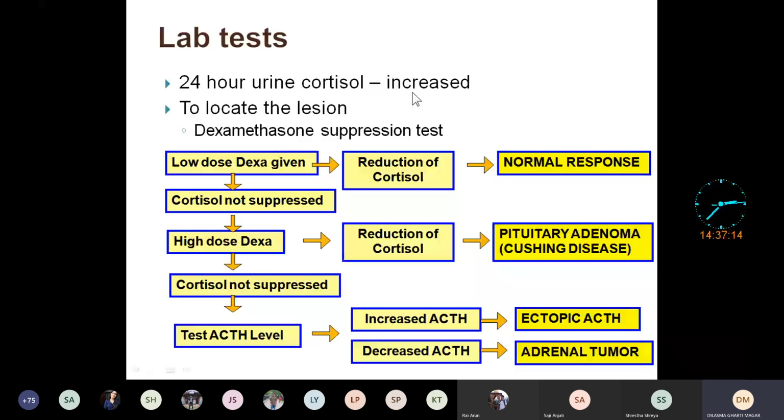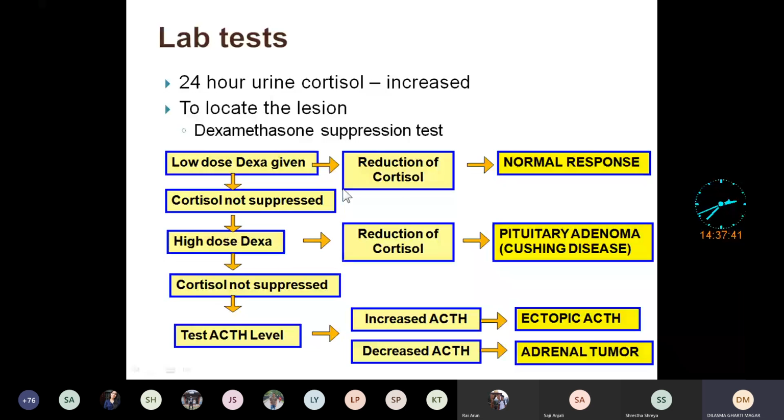Now to locate the lesion: where is the lesion causing the Cushing syndrome? We can locate the lesion, or at least get a little idea of where it is. For that, we give one test, known as the dexamethasone suppression test. Here you can see the flow chart.